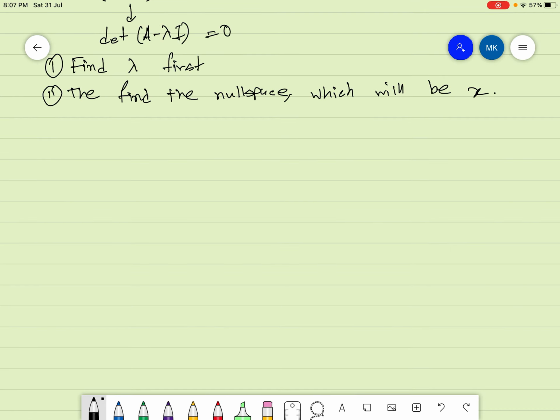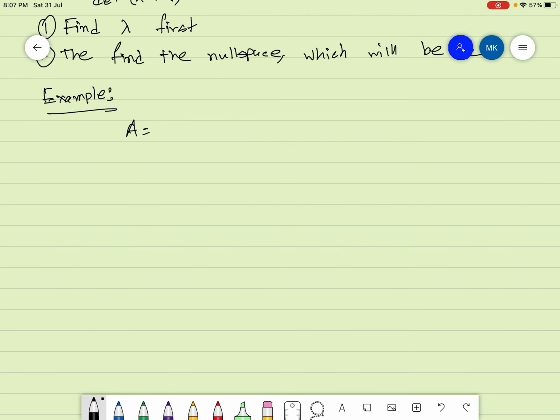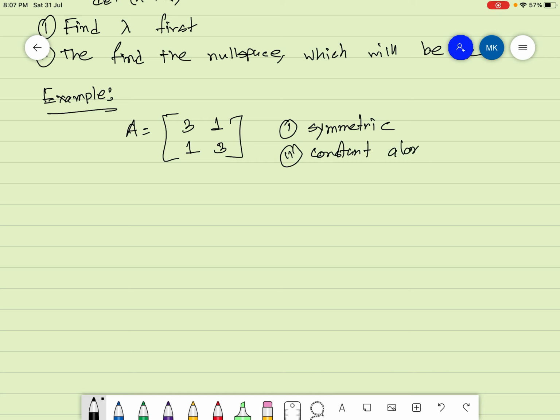So let's take one example. We'll learn the method through one example, and let's say we have a very beautiful matrix, a symmetric matrix [3 1; 1 3], and this matrix, as you can see, is symmetric and is constant along the diagonal, right?